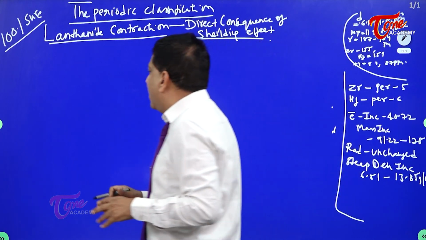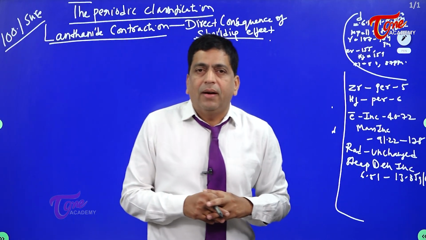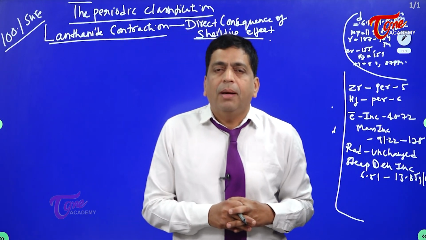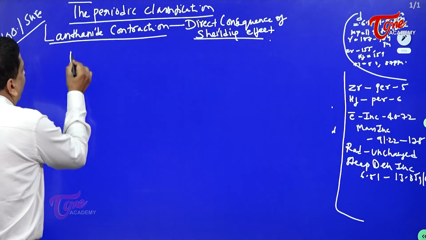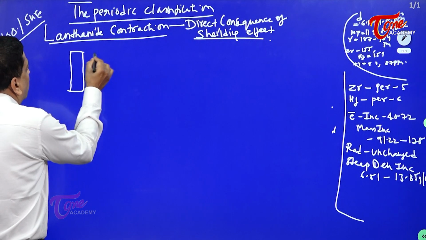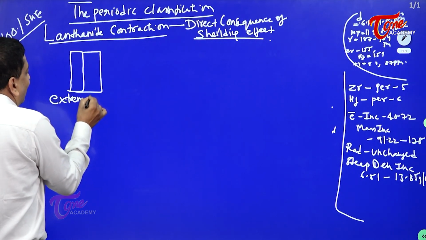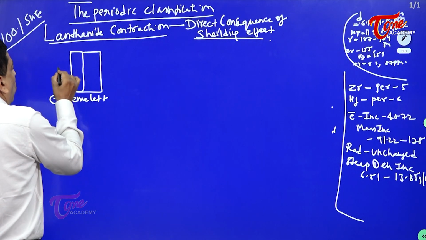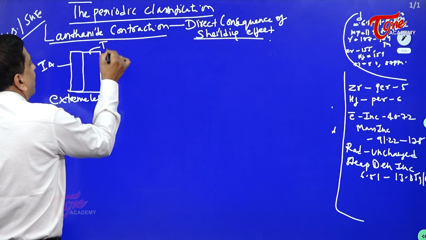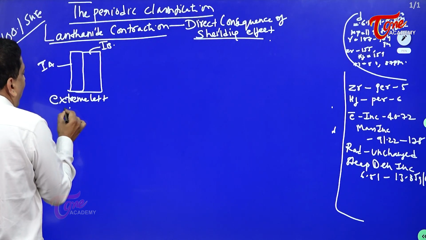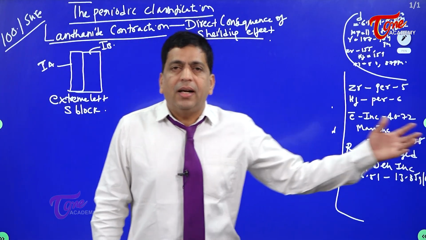Watch carefully here. Now remember, when we are framing the periodic table, it is somewhat like this. You have two groups to the extreme left, 1A and 1B, and these are called the S block, that is, the alkali and alkaline earth metals.